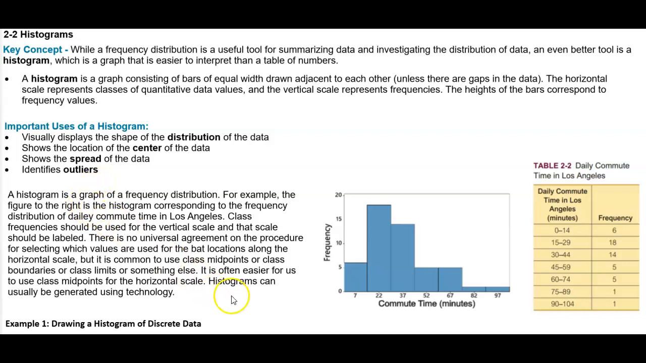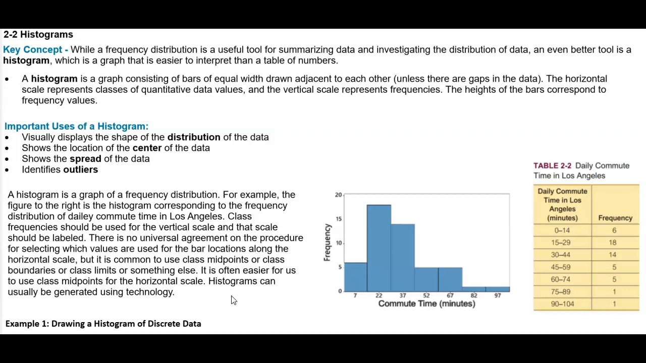Now, a histogram is a graph of a frequency distribution. For example, the figure to the right is the histogram corresponding to the frequency distribution of daily commute times in Los Angeles. Now, class frequencies should be used for the vertical scale, and that scale should be labeled.